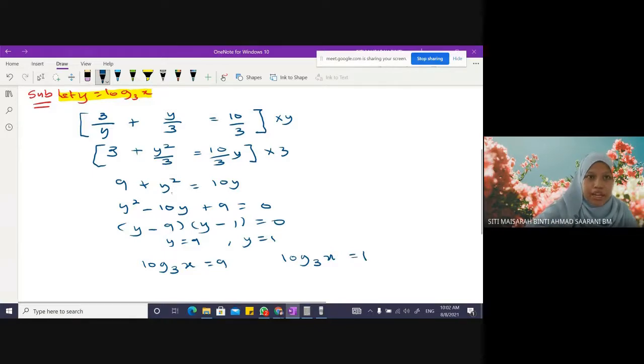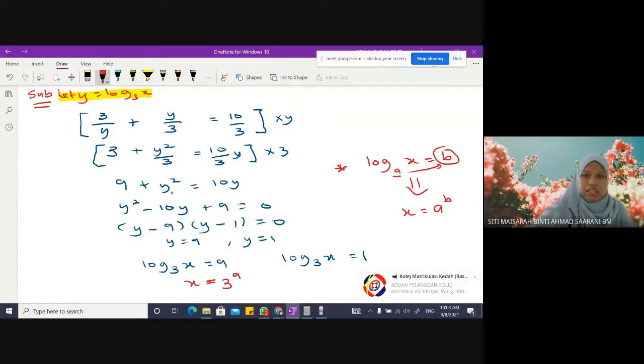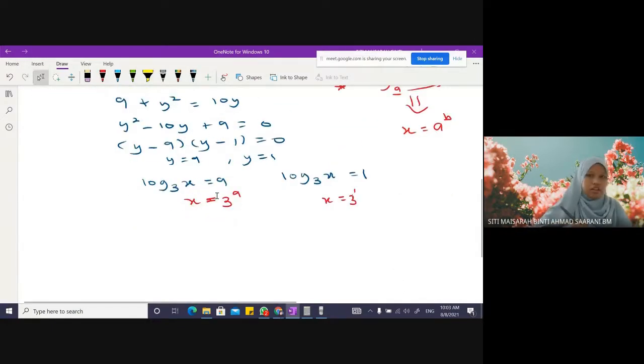So we can use the rule: let's say log base a of x equals b. This can be changed to index form x equals a power b. The base to the power of the one at the back, this one here. So this one x equals 3 to the power of 9, and the other one is x equals 3 to the power of 1. So 3 power of 9 you can calculate, you can press the calculator or leave it in the answer as 3 power of 9, and the other one is 3.